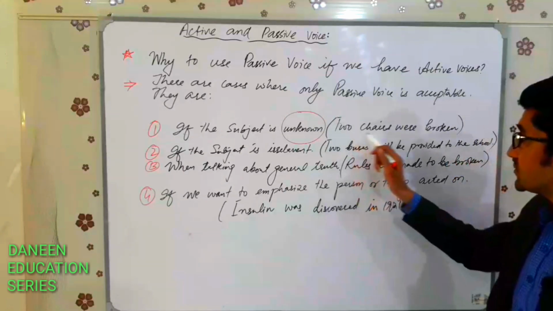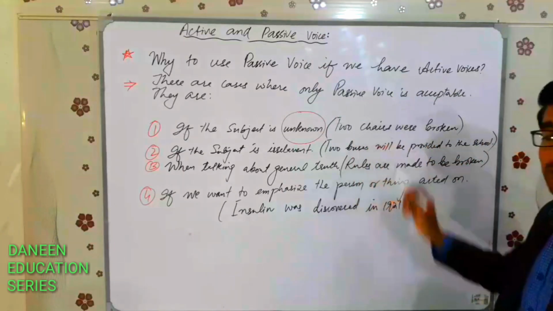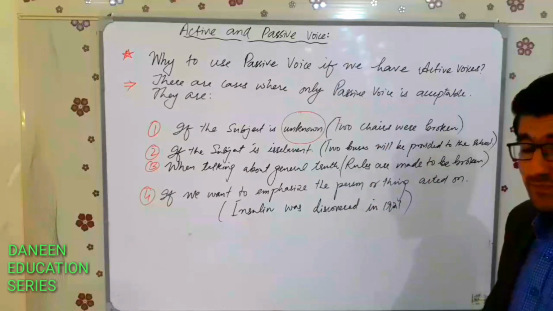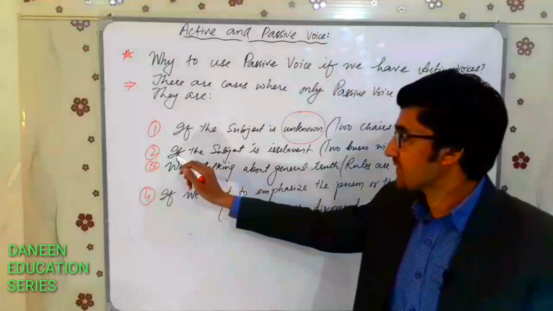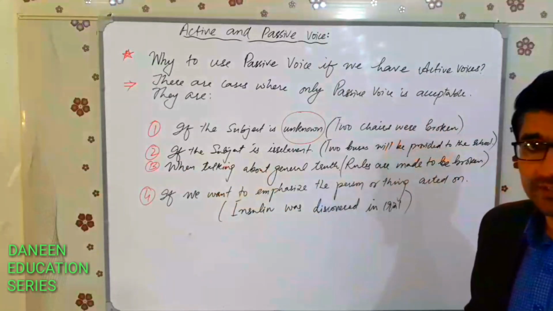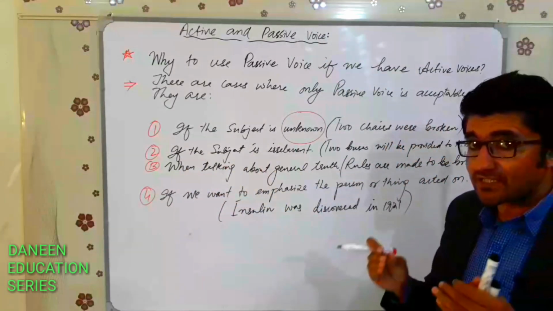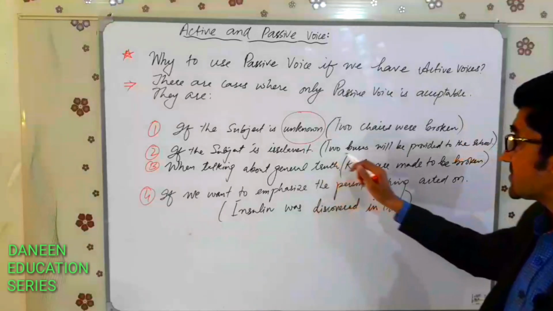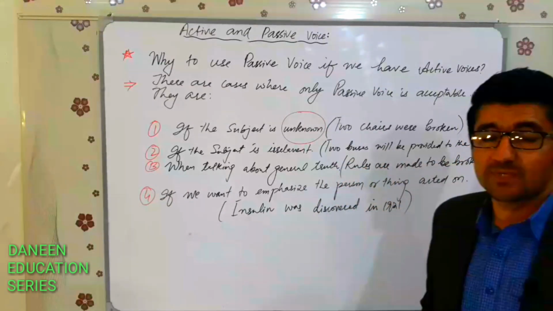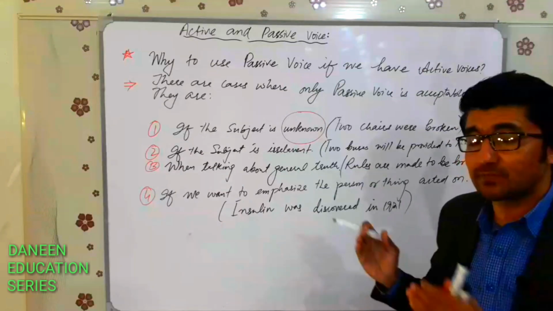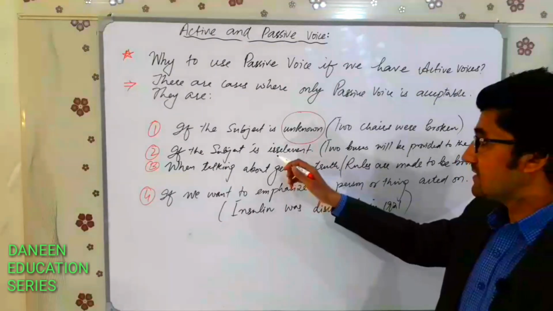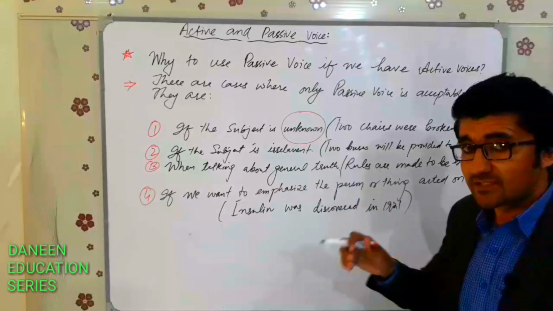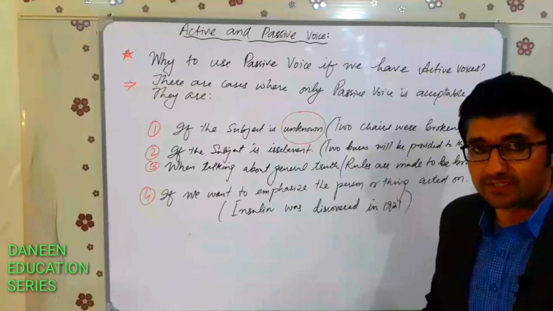For example, 2 chairs were broken. Now here we do not know who has performed this action. 2 chairs were broken. This is a passive structure. Number 2, if the subject is irrelevant. For example, in this sentence, 2 buses will be provided to the school. Now we have no concerns with the person who will provide the buses. Clear? So the subject is irrelevant. In such situations, we will have to use passive voice.